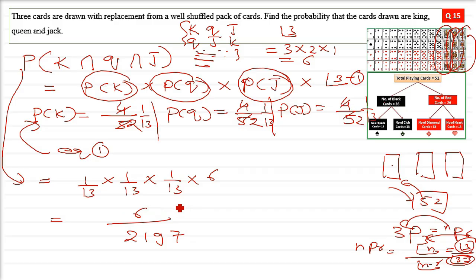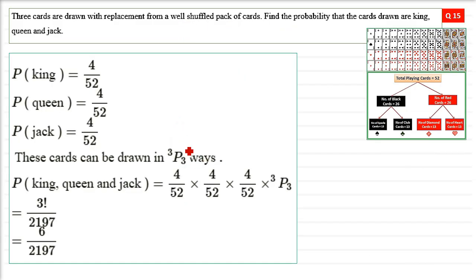13 multiplied by 13 multiplied by 13 is 2197. So this is how you are going to write it. It was a good question. The arrangement also needs to be included. I hope 4 by 52 multiplied 3 times is okay with you. But this 3P3 has to be added. That is a new thing which you should learn from this question.